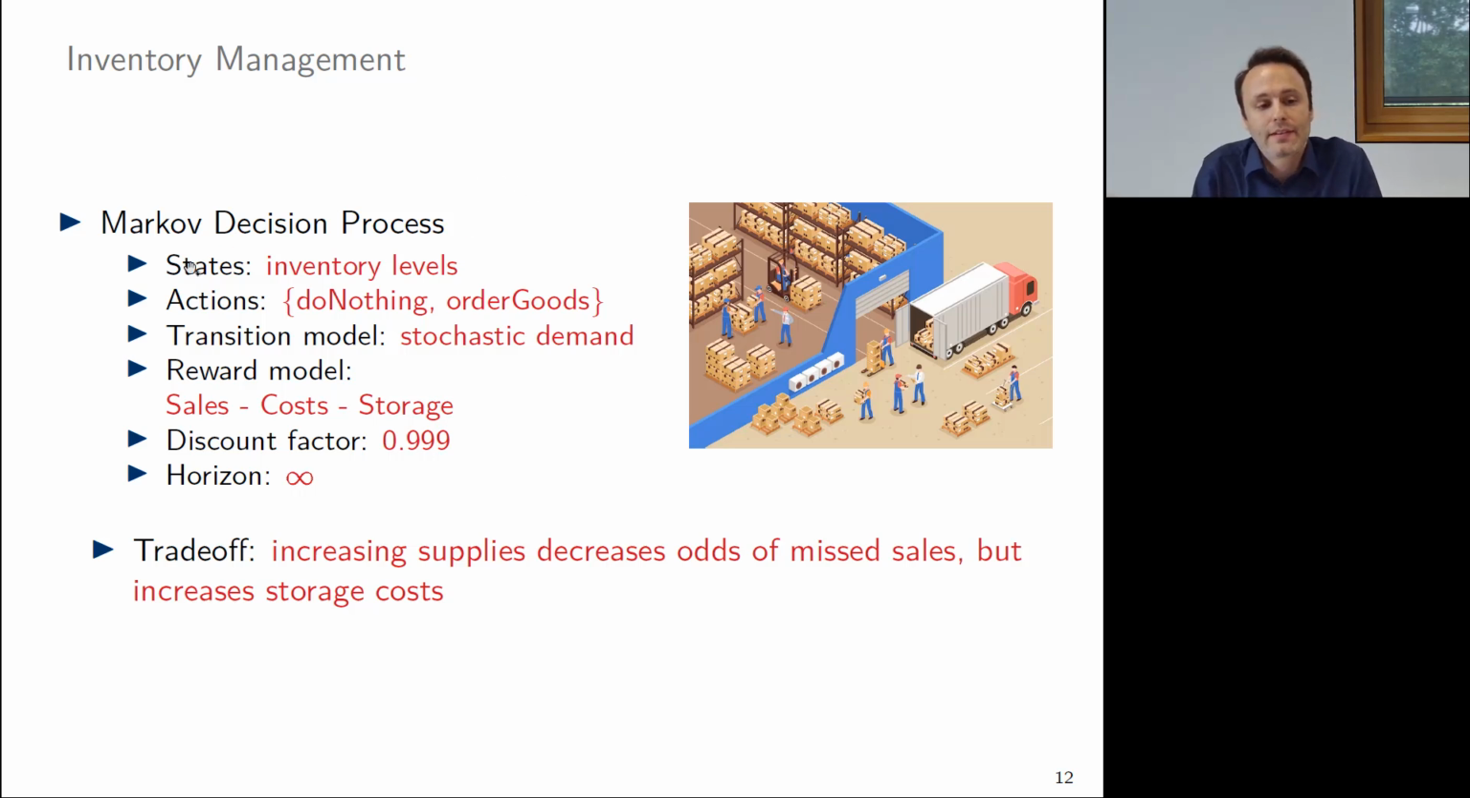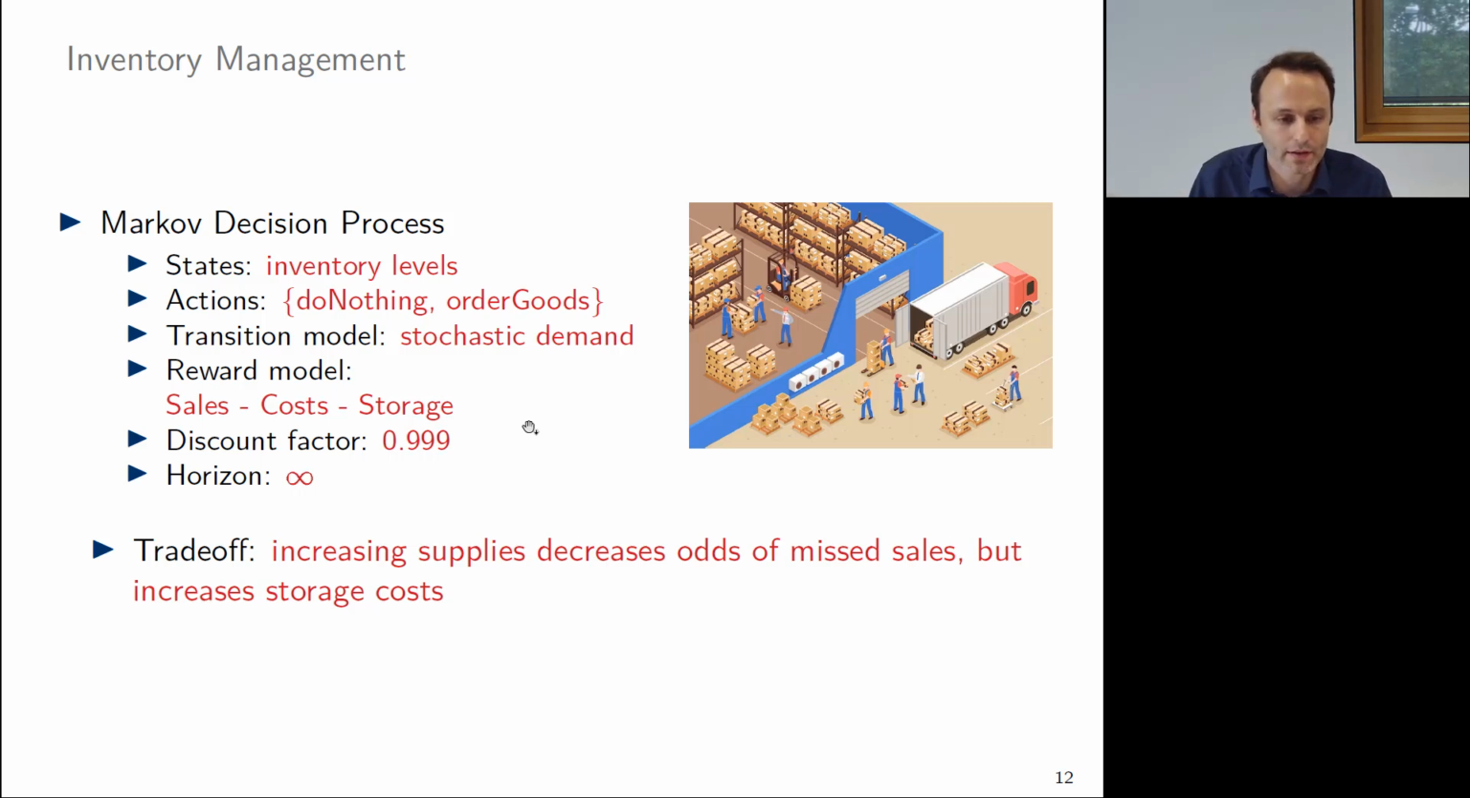Now, the states in this Markov decision process are the inventory levels, so your stock of supplies. And the actions that you can do is either you do nothing or you order some goods. Now the demand is stochastic, but with a stationary transition model. And the rewards are then the sales. So we sell the goods, sales, the number of goods times the price, minus the costs of producing them or buying them, and the storage costs.